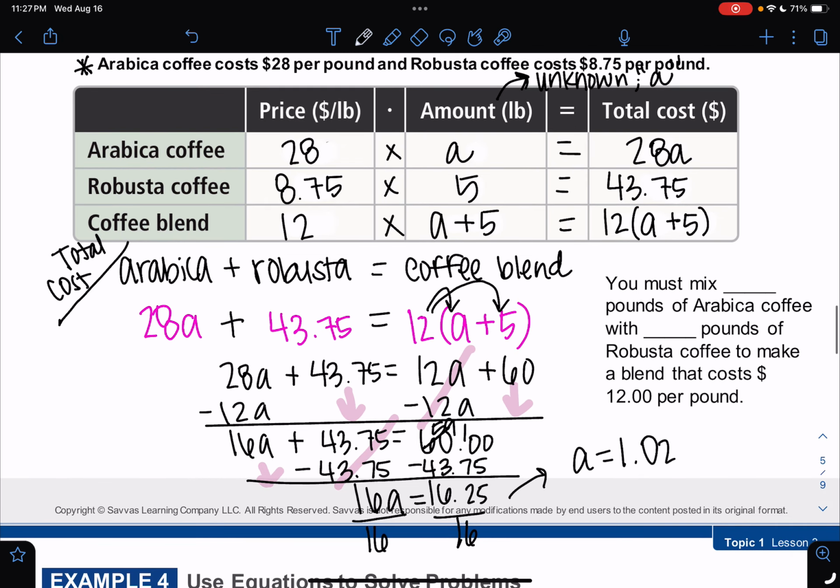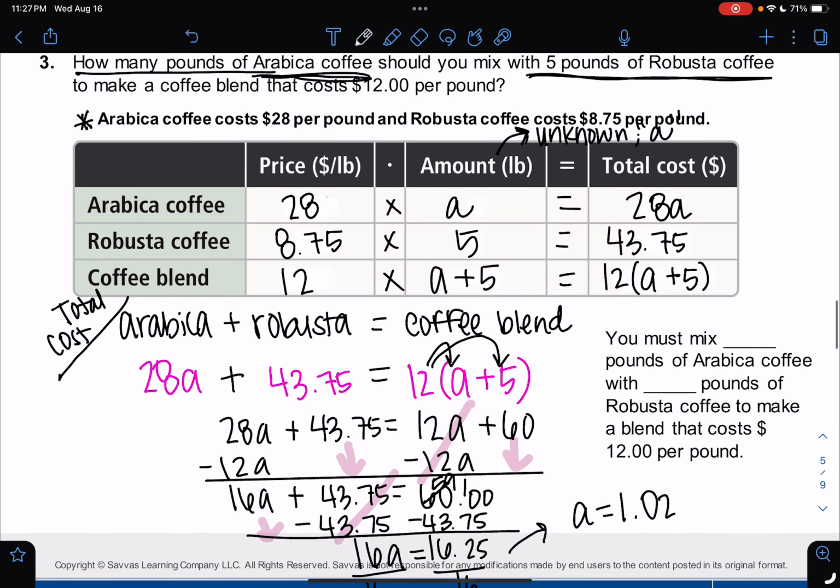And remember that A didn't stand for dollars because I just said that. My bad. A actually stood for our unknown amount, which is there. And it was the unknown amount of the Arabica coffee. Okay, so then you can go ahead and write this on your paper. We can fill that in.